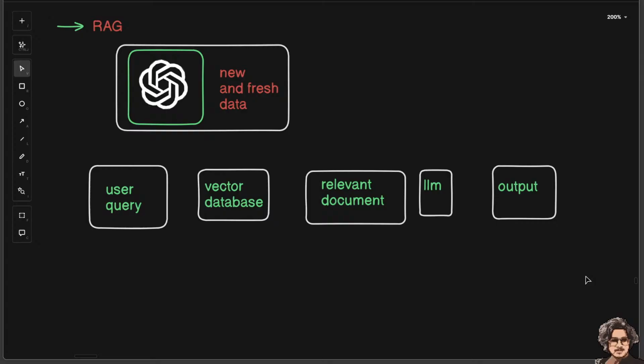So this is the function of RAG, and why do we use RAG instead of fine-tuning? RAG provides up-to-date information without retraining the model.